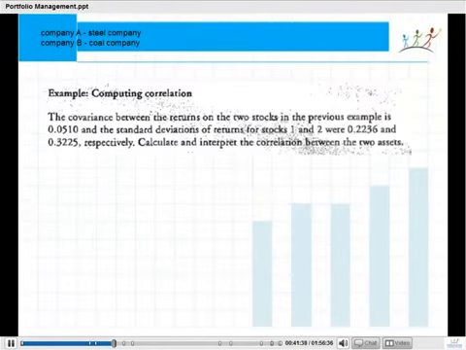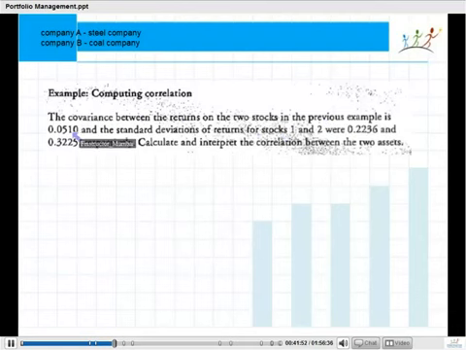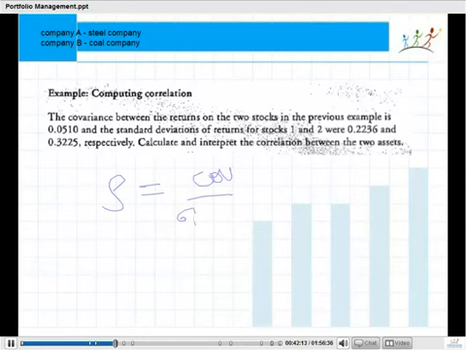So let's look at the previous example and compute the correlation between the two stocks. The covariance between the returns on the two stocks in the previous example was 5.1%, and the standard deviation of returns for the two stocks was 22.36% and 32.25% respectively. Calculate and interpret the correlation between the two assets. Correlation is equal to covariance upon the standard deviation of one multiplied by the standard deviation of the second.